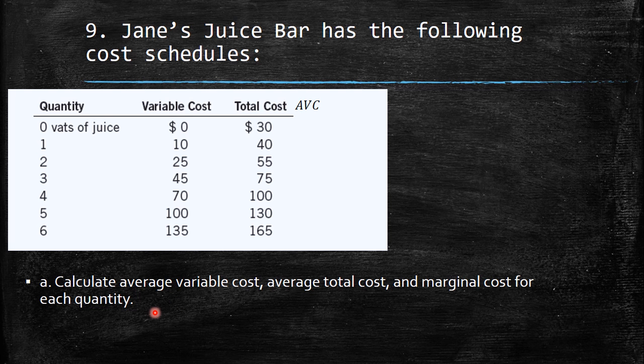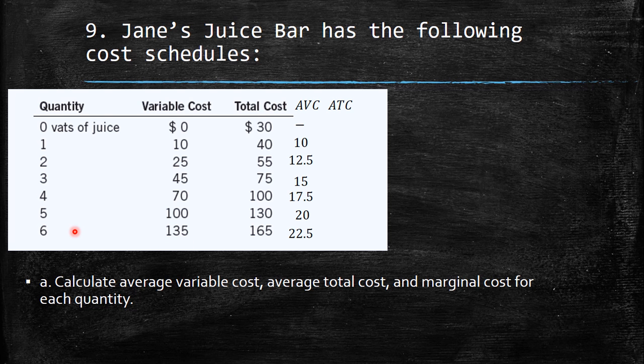So the first one is going to be the average variable cost. It's just this one divided by the quantity. Here naturally I put a hyphen because it's going to be 0 over 0. It's not determinate, but from the second one we can already have that: 10 over 1, 25 over 2, and so on and so forth. This one is going to be 135 over 6.